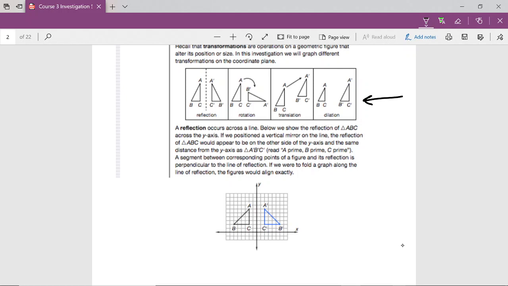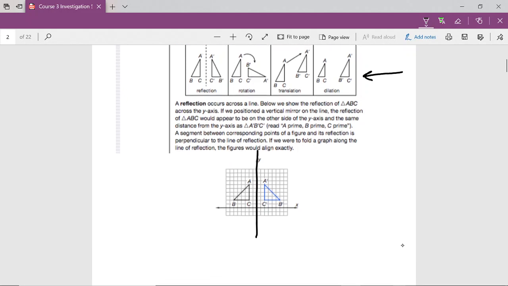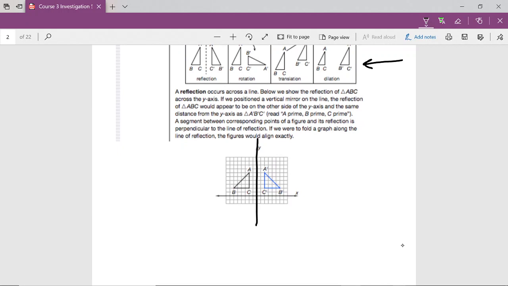If we position a vertical mirror on the line, right here on the y-axis, the reflection of triangle ABC would appear to be on the other side of the y-axis and the same distance from the y-axis. For example, this A is 2 units, 1, 2, from the y-axis, and this A prime is 2 units away from the y-axis. That's not just by chance, that is definitely by design. Each one of these points and the corresponding ones are the same units away from that line of reflection.